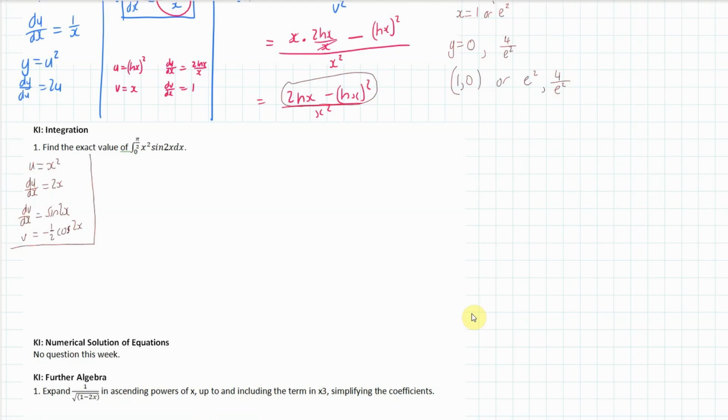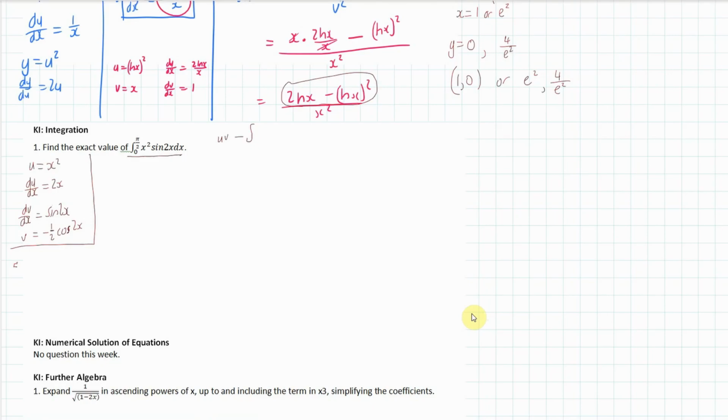So we should have, so this is going to be equal to, now what's our, remember our rule for this. So it's going to be uv minus integral of, what is the rule? Just having a brain fade here, team. What is it?